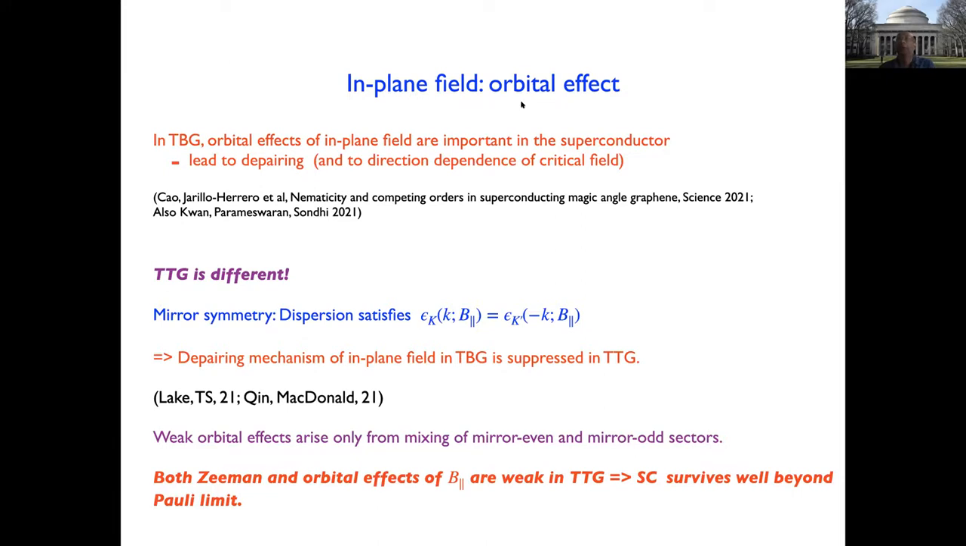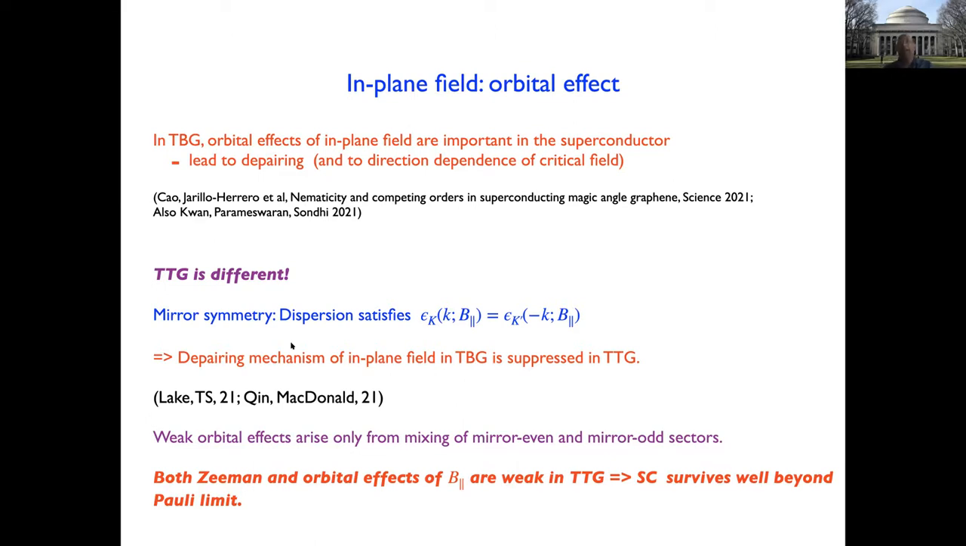Now let's ask about the orbital effect of the in-plane field. In TBG, it's known that the orbital effects of the in-plane field are important in the superconductor. They lead to effects like the direction dependence of the critical field that was discovered by Pablo's group. But TTG is different. Due to the mirror symmetry, the dispersion, unlike in TBG, satisfies the feature that even in the presence of an in-plane field, K and minus K are degenerate. This means that the depairing mechanism of the in-plane field that exists in TBG is no longer available in TTG, and that's a consequence of this mirror symmetry.